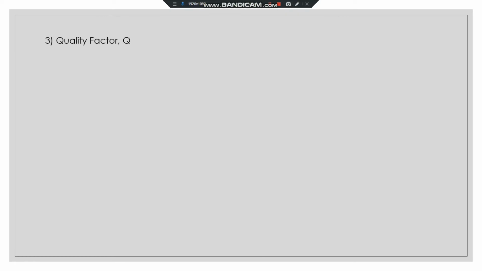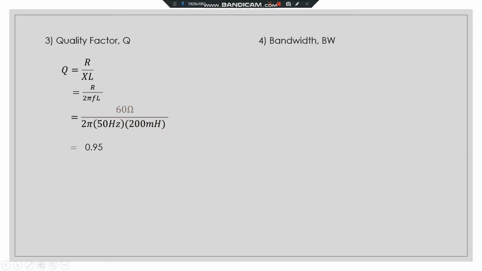Next, the quality factor. The quality factor of a parallel resonance circuit is the ratio of the energy stored in the oscillating resonator to the energy dissipated per cycle. The formula for quality factor is the resistance value divided by the value of inductive reactance at resonance, and we will get 0.95 as the answer. Next, bandwidth. The formula for bandwidth is resonant frequency divided by quality factor. The answer we will get is 34.2 Hz.